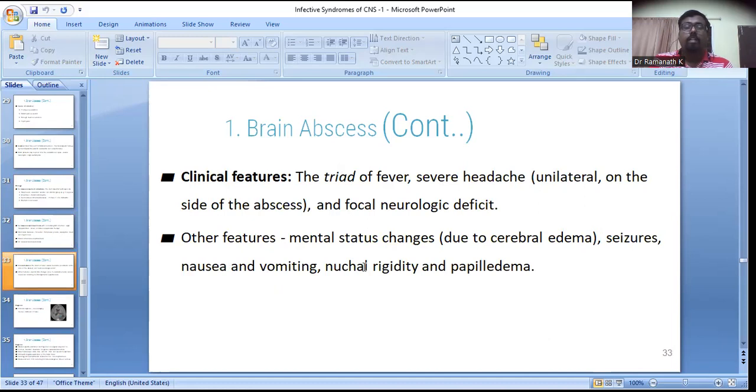Here the clinical features include severe headache and focal neurological deficit. Other features may include mental status changes, seizures, nausea, vomiting, nuchal rigidity, and papilledema.